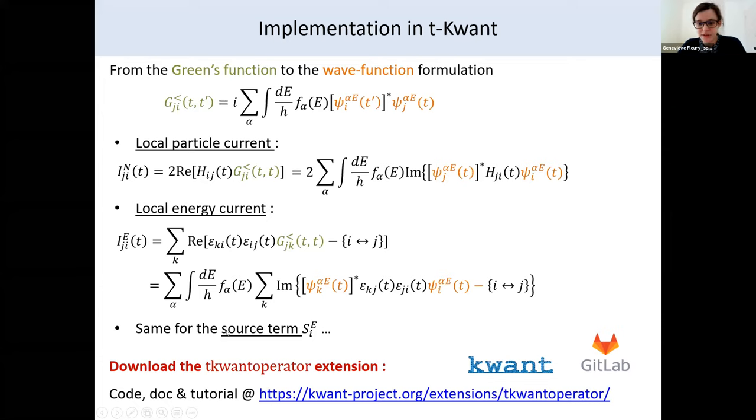And we can proceed the same way to calculate the source term, the time-dependent heat current, and the thermoelectric efficiencies, and so on. So all those formulas have been implemented in our small T-Kwant operator extension. The code is open source, so you can download it here. And we have put effort, especially Adel, the PhD student, has put effort into writing a complete documentation with a tutorial example. So in principle, it should be accessible, we try to make it user friendly.